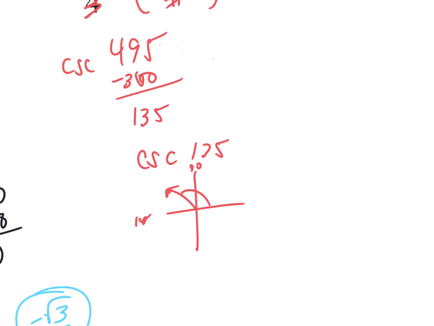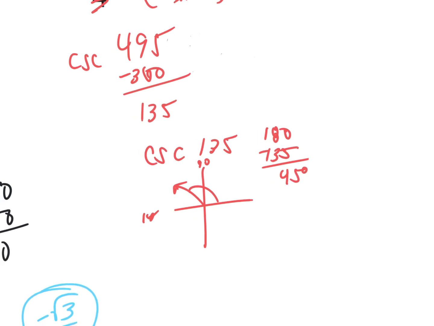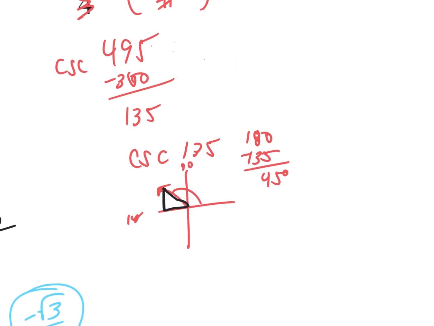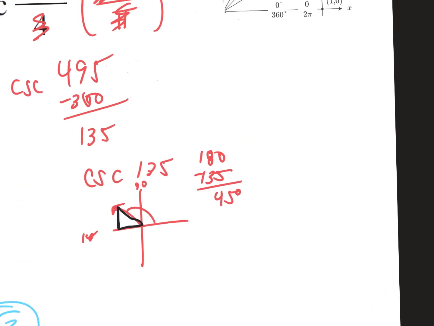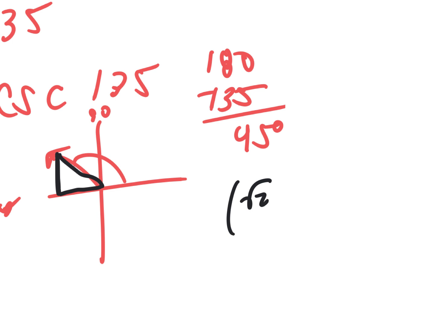So how do we find our reference angle if we're in quadrant 2? It's 180 minus 135, which gives us 45. So I look and I say, okay, well, the reference angle that's formed here is 45 degrees. So again, we're in quadrant 2. So think about what the signs are in quadrant 2. So 45 is square root of 2 over 2 and the square root of 2 over 2.